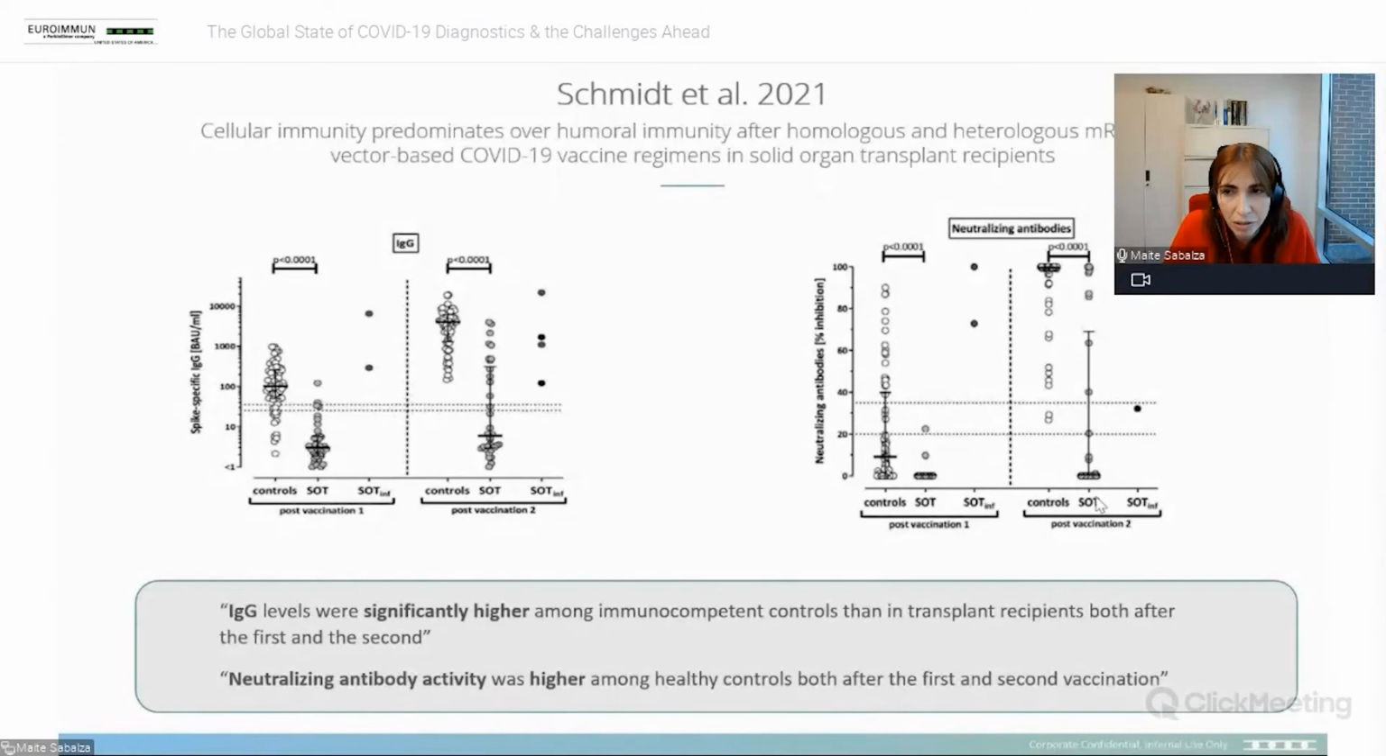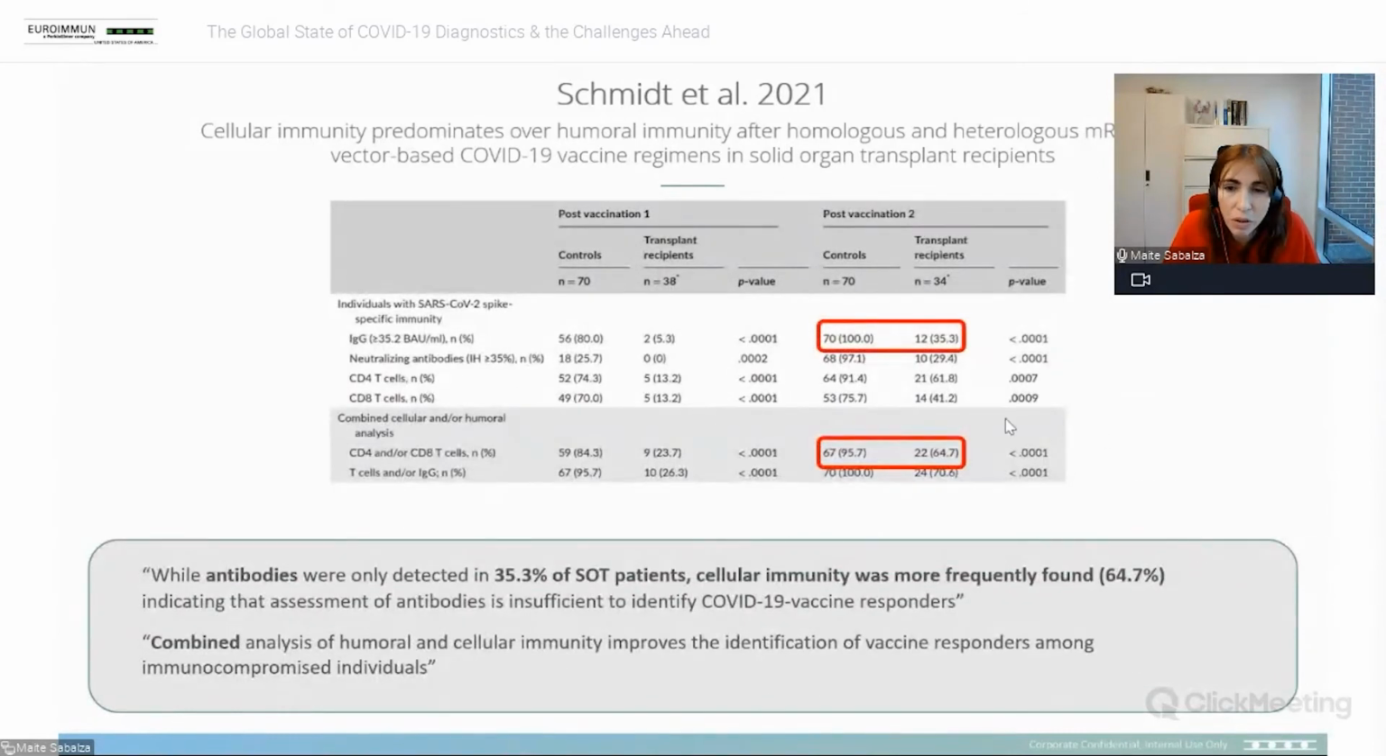And we see the same for neutralizing antibodies. The control group after the second dose had a higher neutralization activity than the transplant patients. What about the T cell response? So here we can see the results after the second dose. So for the controls, the T cell response was detected in 95.7% of the individuals, whereas in the transplant recipients, it was detected only in 64.7%. So as we saw in the antibodies, also the T cell response was lower.